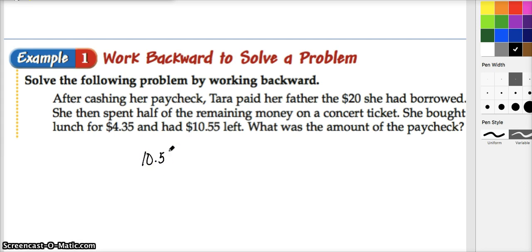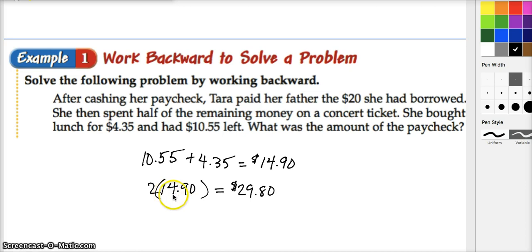She had $10.55. Just before that, she bought lunch for $4.35, so now we need to add that on. When we add that together, she had $14.90, right? But what happened just before then? She spent half of her money on a concert ticket. So she must have had double this in order to spend half to get this left. Does that make sense? So I'm going to take 14.90 and multiply that by 2. So before she bought that concert ticket, she had $29.80.